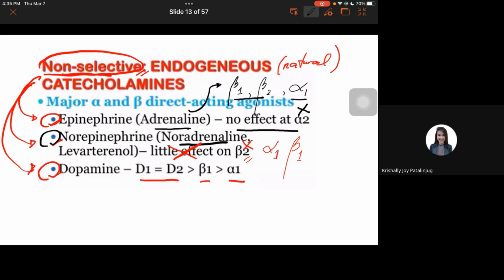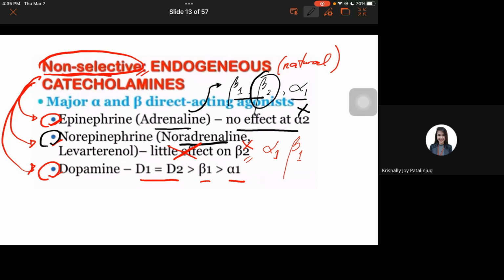Kapag tinanong kayo, based sa tatlong receptor affinity, base dyan sa information na yan, which do you think could be beneficial as bronchodilator? Among the three natural catecholamines, which do you think is clinically useful as bronchodilator? Very good. It's epinephrine. Base sa information na to. Because it has affinity to beta 2 receptor.